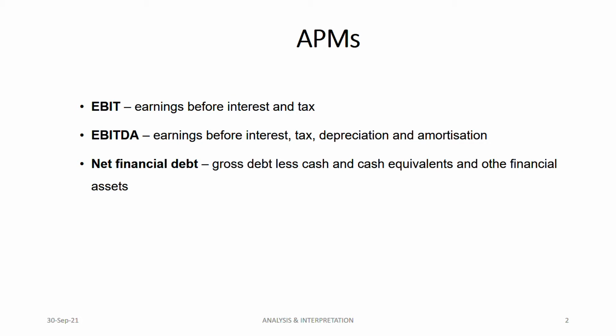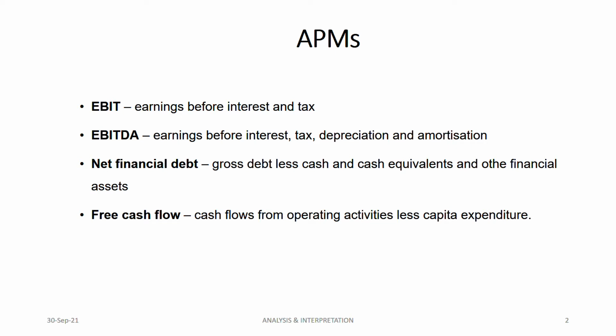And then we have free cash flow, cash flow from operating activity less capital expenditure. If you see there is one letter missing in capital, it's a typing mistake. So it's capital expenditure. So this has four types of additional performance measure. It does not mean that only these four types will be asked. You can be asked various other types. It depends. Whatever it is, they will mention it.